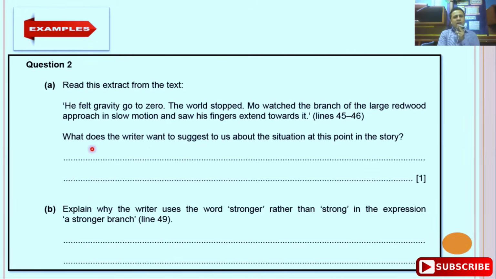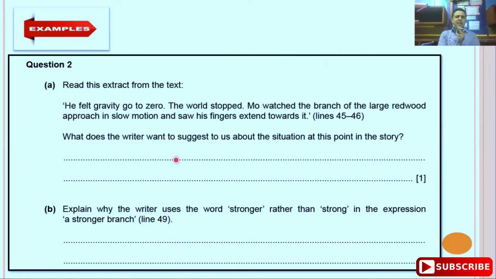The question is, what does the writer want to suggest to us about the situation at this point in the story? So one thing is very clear: a few lines have been taken from the passage, and they are asking what the writer wants to suggest. You have to go back to the passage and see what exactly the writer wants to suggest. So question number two will be this type of question, where the writer takes a few lines. As you can see, the next question is: explain why the writer uses the word "stronger" rather than "strong" in the expression "a stronger branch", which has been taken from line number 49.